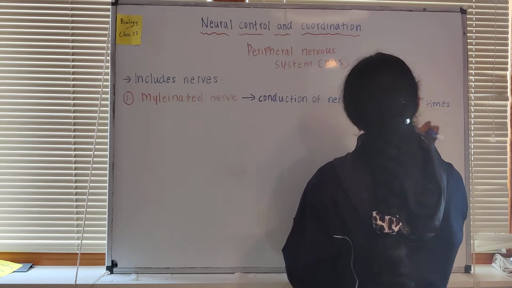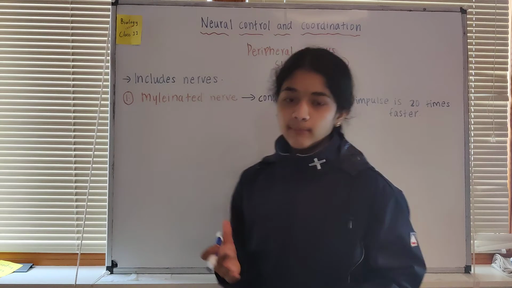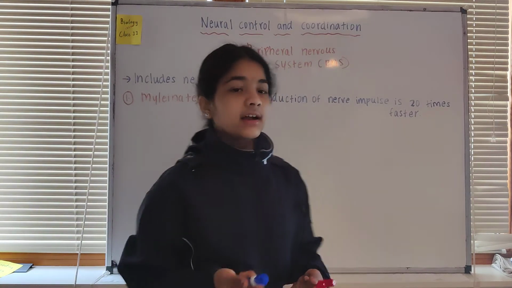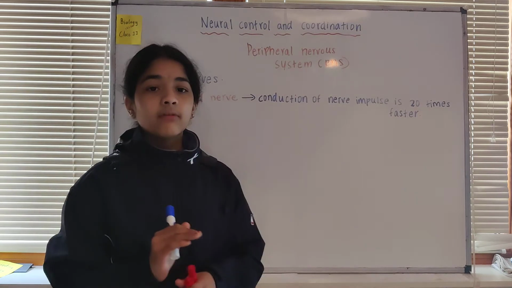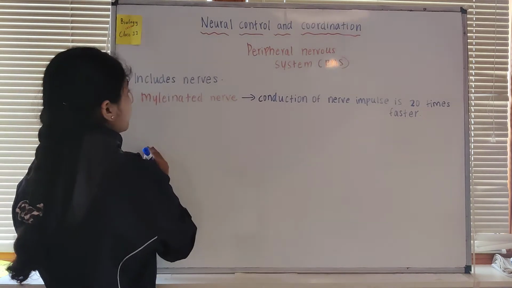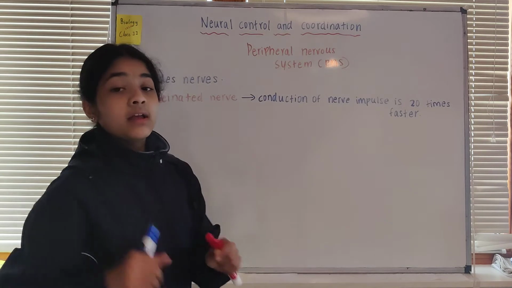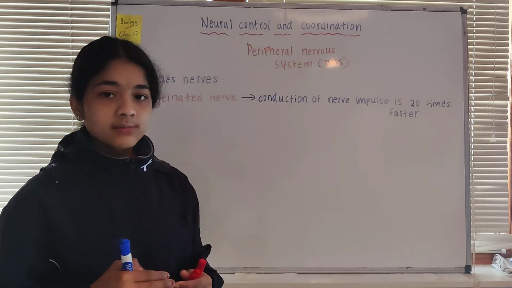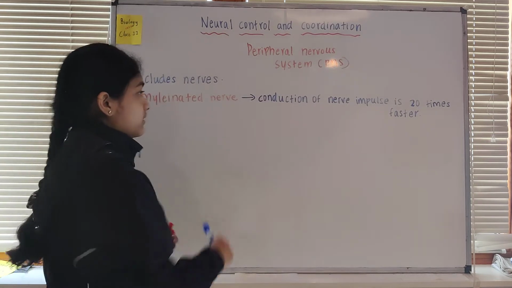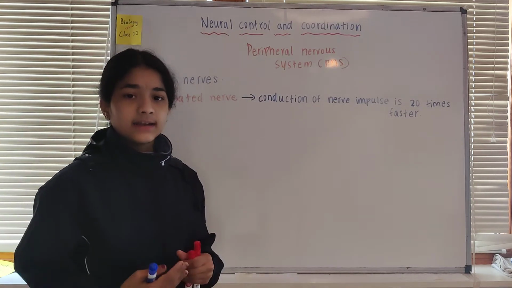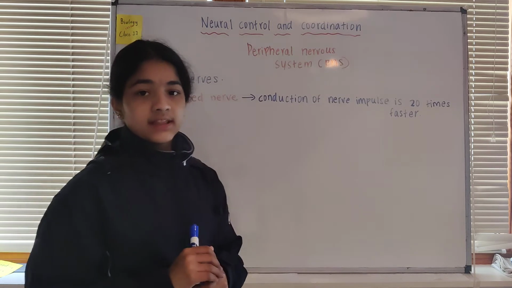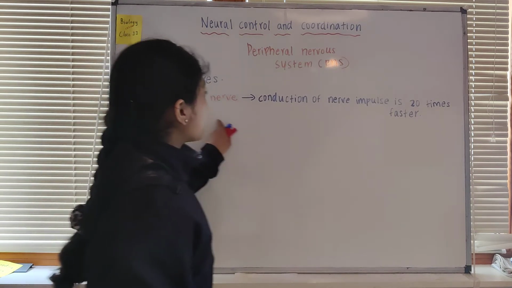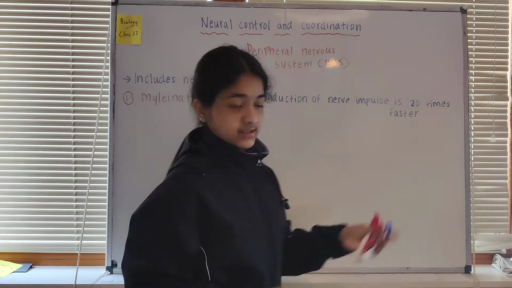There is one type of nerve impulse conduction that is known as saltatory conduction. In saltatory conduction, the nerve impulse jumps from one node of Ranvier to another node of Ranvier. If a node of Ranvier is present, there is a myelin sheath as well. This saltatory conduction is much faster than in the non-myelinated nerve. That's why in the myelinated nerve, the conduction of the nerve impulse is very fast.